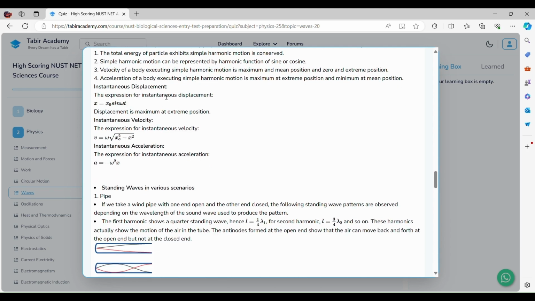Instantaneous displacement. The expression for instantaneous displacement is x equals x naught sine omega t. Displacement is maximum at extreme position. Instantaneous velocity. The expression for it is v equals omega times the square root of x naught squared minus x squared. Instantaneous acceleration. The expression for instantaneous acceleration is a equals negative omega squared x.